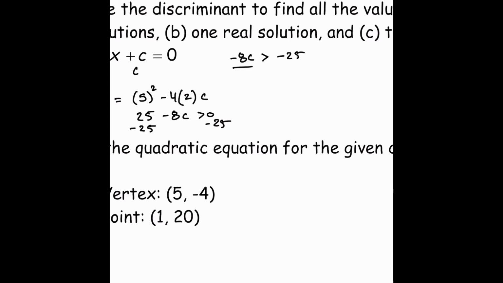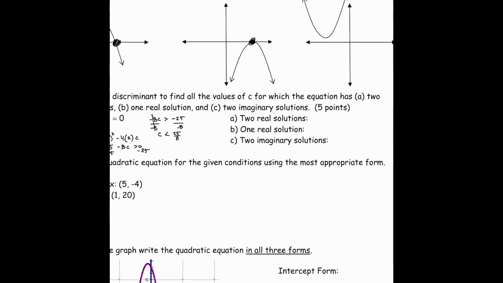I'm solving for C because I want to know what value for C makes this true. So we're dividing both sides by negative 8. When I divide by a negative, I have to flip the sign. So C is going to be less than 25/8. Okay, so when C is less than 25/8, we know that it's going to have two real roots. So C, any value less than 25/8.